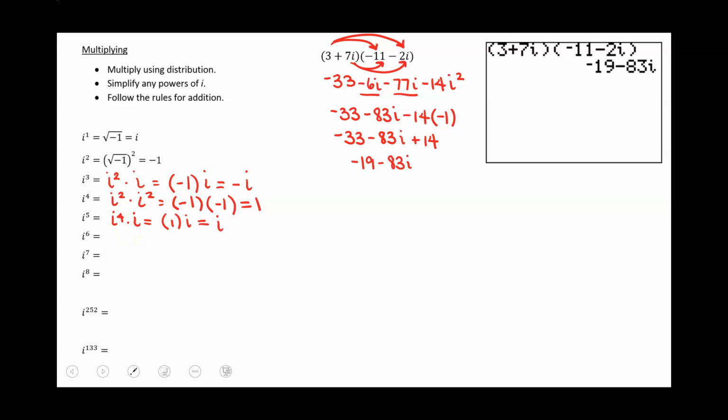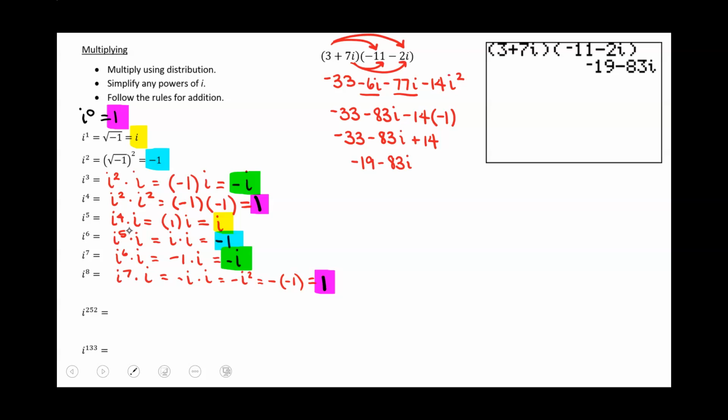For i to the sixth, we could take the answer that we just got for i to the fifth and multiply it by i. So i to the fifth, remember, was i. So if we take i times i, that's i squared, or negative 1. For i to the seventh, we can take the answer we just got for i to the sixth and multiply it times i. We just got negative 1, so multiply that times i, and that'd be negative i. And we could just keep going and going and going with this, right?